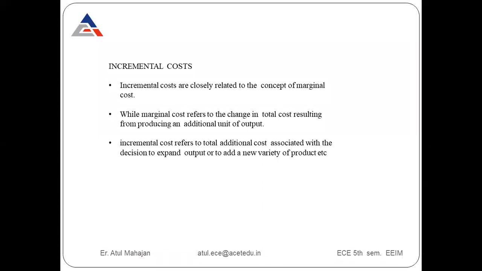So marginal cost refers to the change in total cost resulting from producing an additional unit of output. Suppose initially it was for 100 bags, but now I have increased from 100 to 200. So now the cost has increased from 100 to 200. That means there is an additional cost for the 100 units of bags. That is known as your marginal cost.